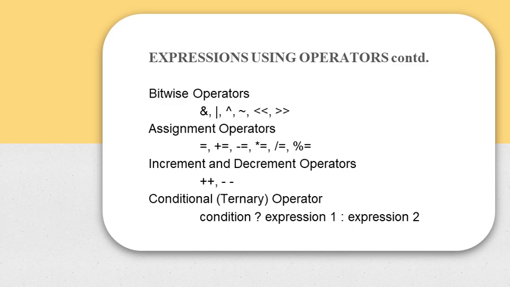Assignment expressions use assignment operators to assign a value to a variable. Increment decrement expressions use unary operators to increase or decrease a variable's value by 1. Conditional operator or ternary operator provides a way to express a conditional expression. It's the only ternary operator in C, meaning it takes three operands. So condition can be checked using this ternary operator.